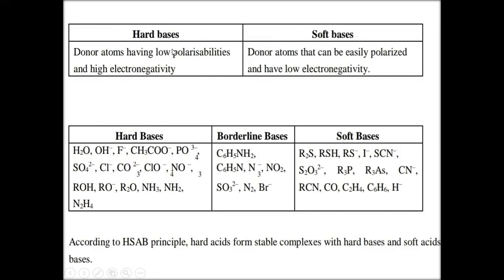Now, the bases which have in-between characters of hard bases and soft bases are borderline bases. Here, the borderline bases are aniline, pyridine, azide, nitro group, sulfite, nitrogen, bromide. These are the borderline bases.